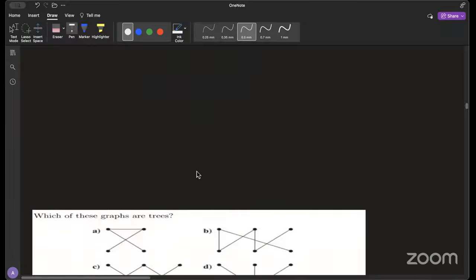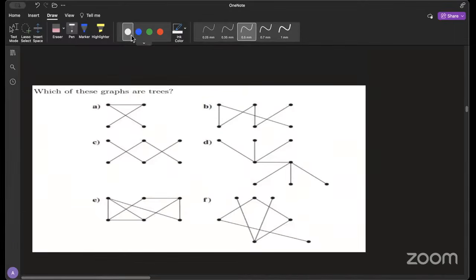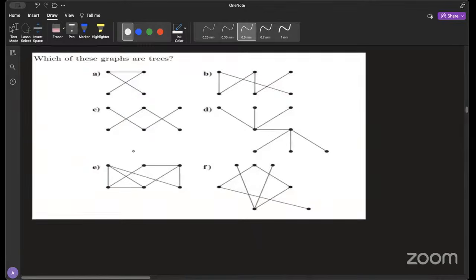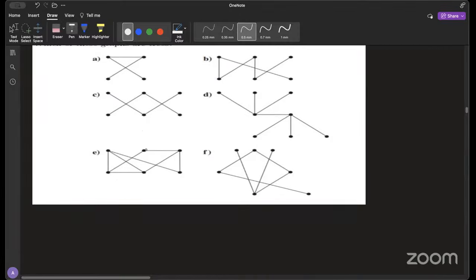Okay. And this is the next question from graph theory. You have to tell which of these graphs are trees. Give it some time. Option D is the tree. Other options are also trees here. Just check all of them. Okay, let's do them one by one. Option A is first.